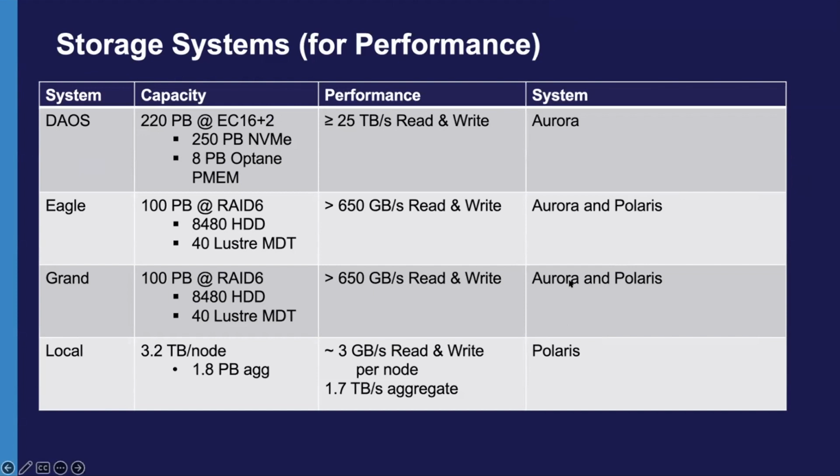The next major takeaway for this slide that I want to point out is you can see the performance for Eagle and Grand gives you, here we say, greater than 650 gigabytes a second. If you look at DAOS, we have greater than 25 terabytes a second. That's somewhat intentional. So it's an order of magnitude more performance, which should be enough motivation for you to get interested and try it out.